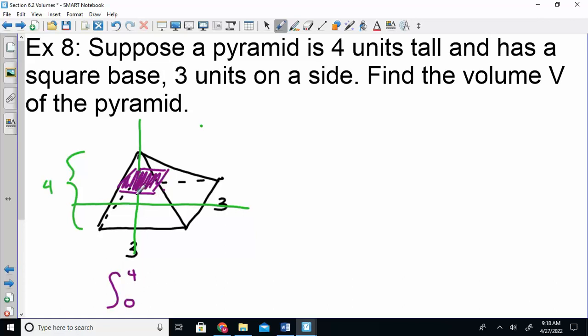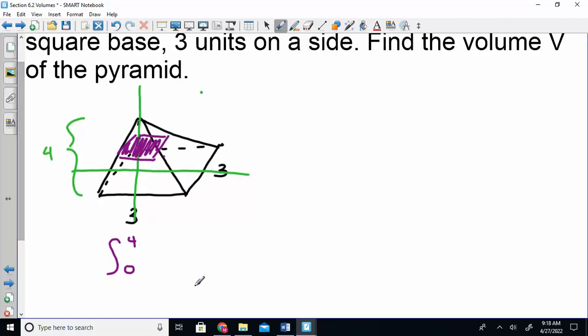But then we need something for area of a square. Area of a square is just length times width, right? And we know since it's a square, those sides are the same. We need it in terms of y because the 0 and the 4 are y values. So we need some kind of equation to give us the length of this side.